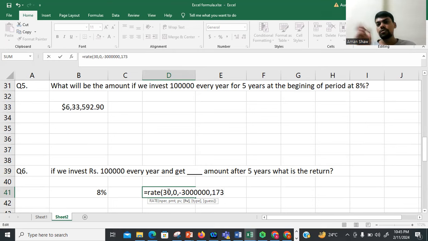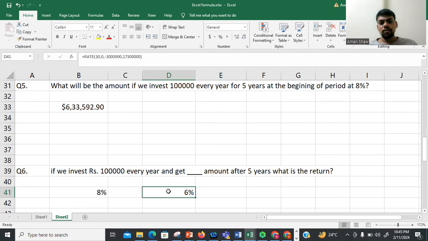I'm just trying to see whether the data is coming correctly or not. So 1 crore 73 lakhs. And then I'm closing it.